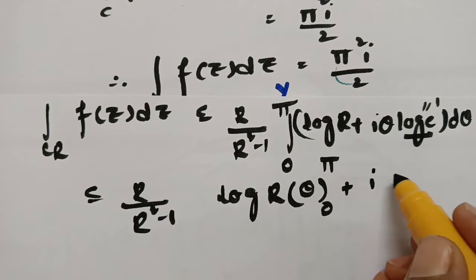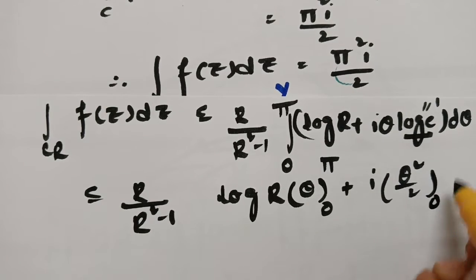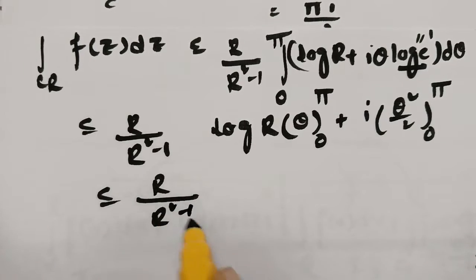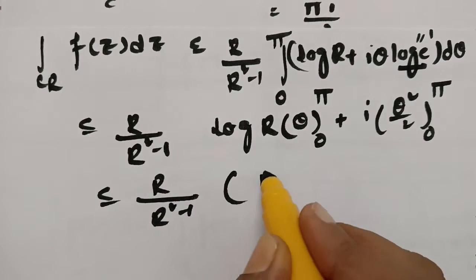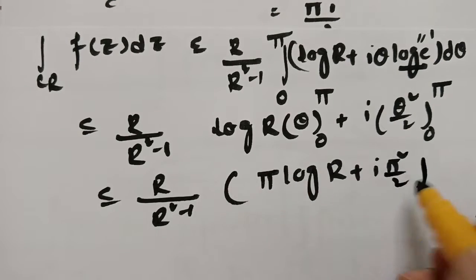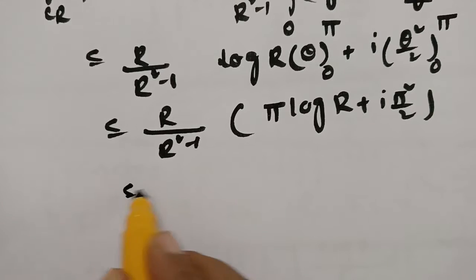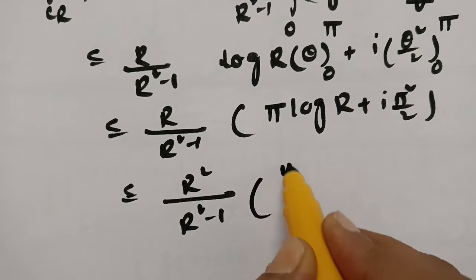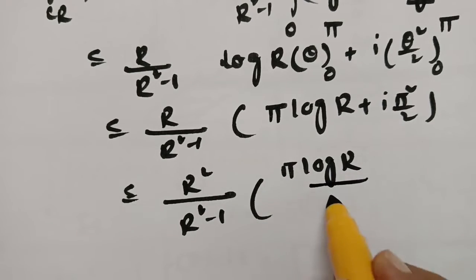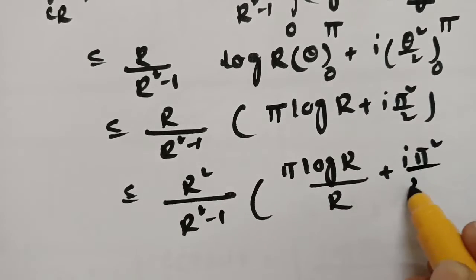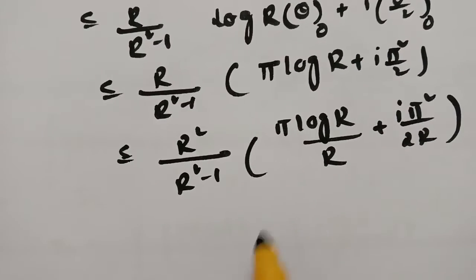And this will be i times θ²/2, also from 0 to π. So this value is r by r² minus 1. If I keep π here, this will be π log r plus i times π²/2. Clear? And if I multiply and divide with r, this is π log r by r, and i π² by 2r. If I take r² and r common, this will be r³.